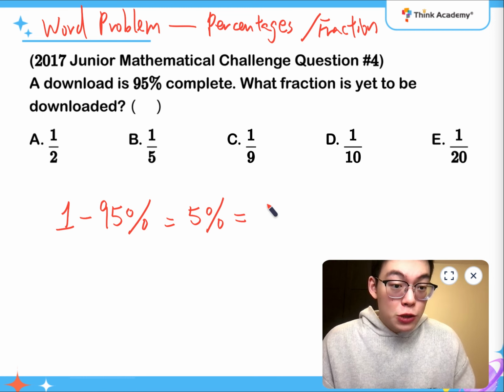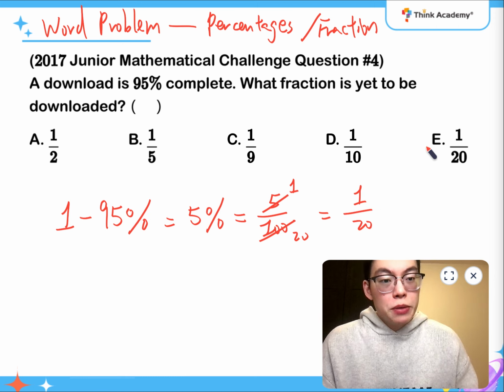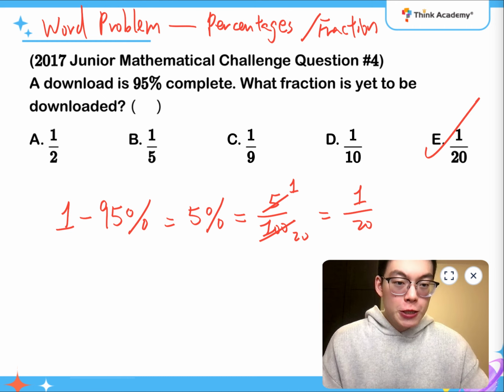And 5% would be equal to 5 over 100. And if you simplify it by dividing 5, you get 1 over 20. So it means that the answer is going to be E. That's the fraction that is yet to be downloaded. All right.